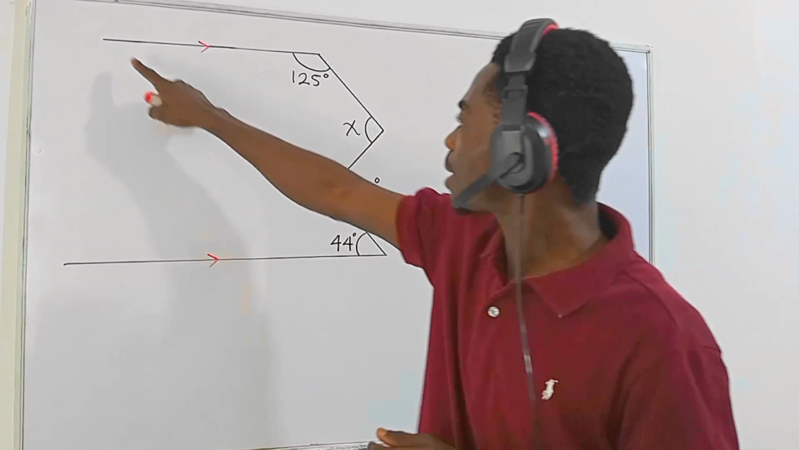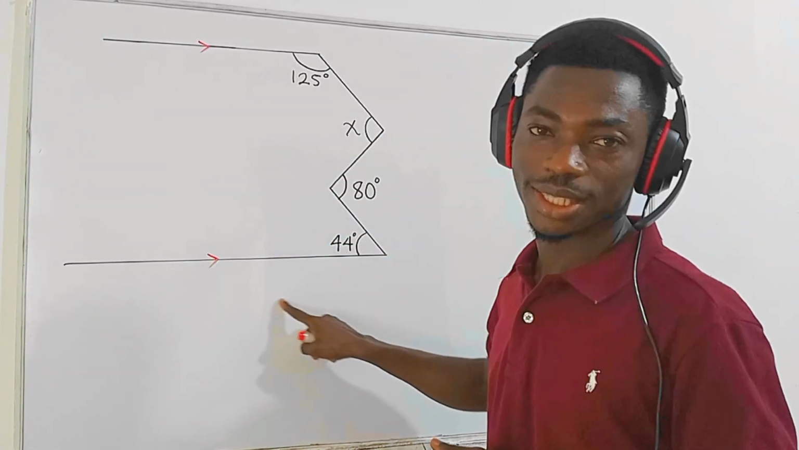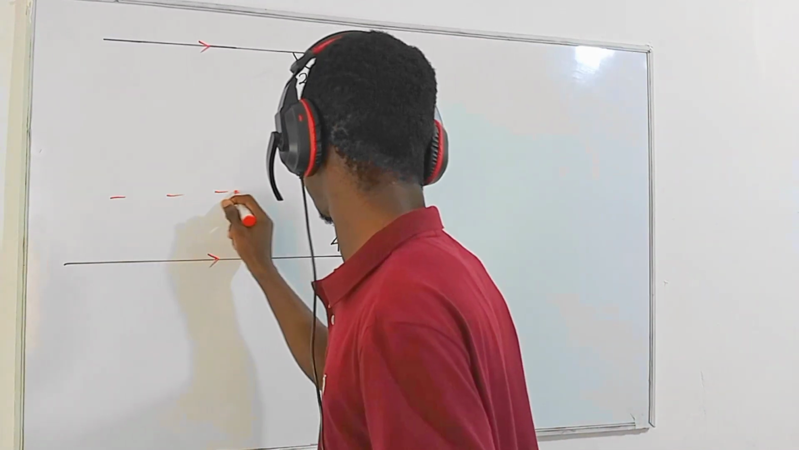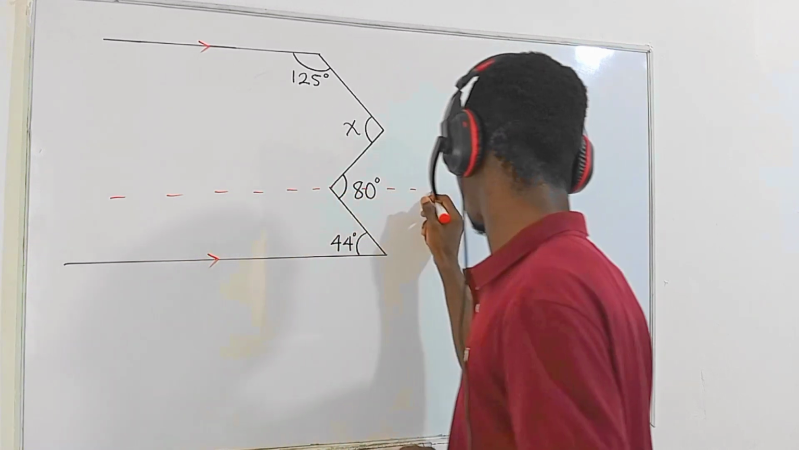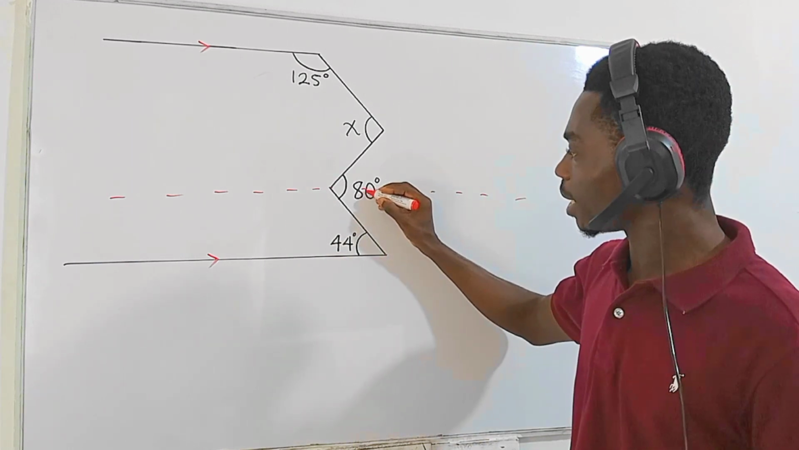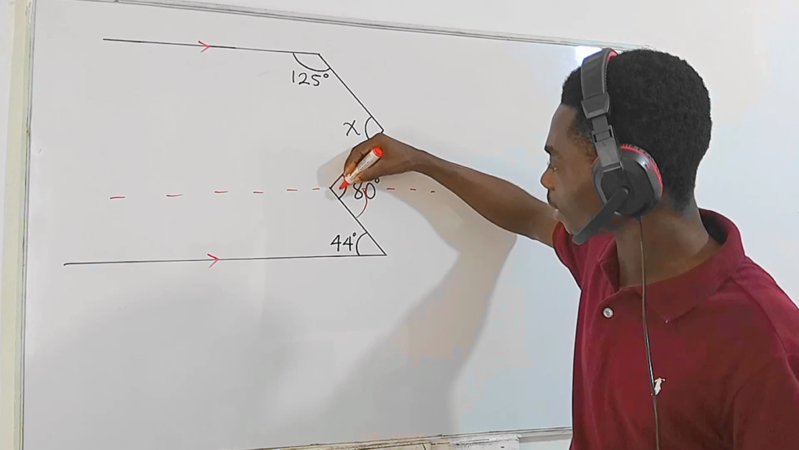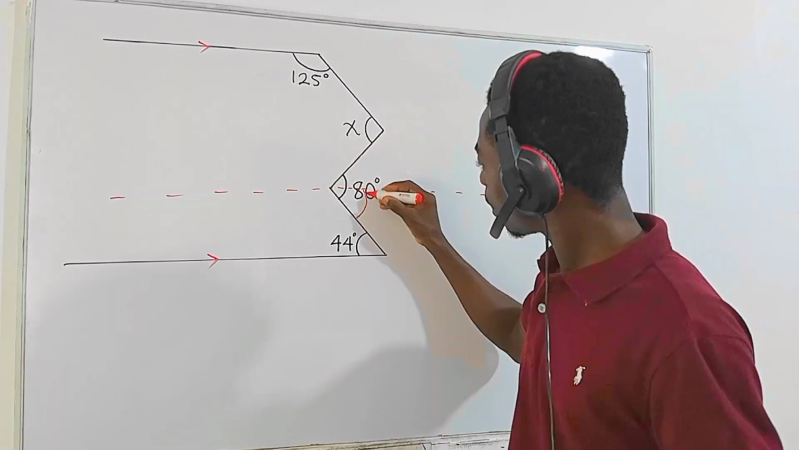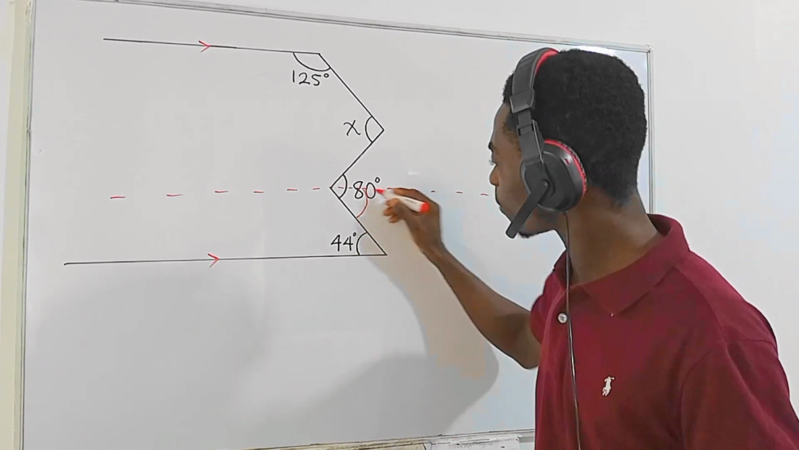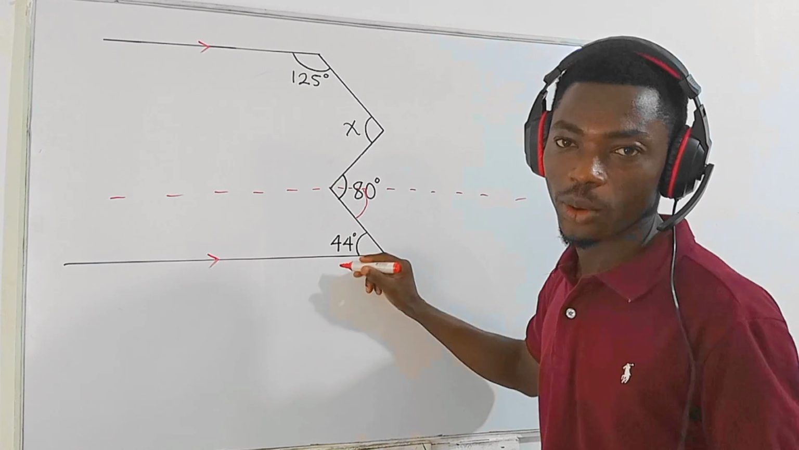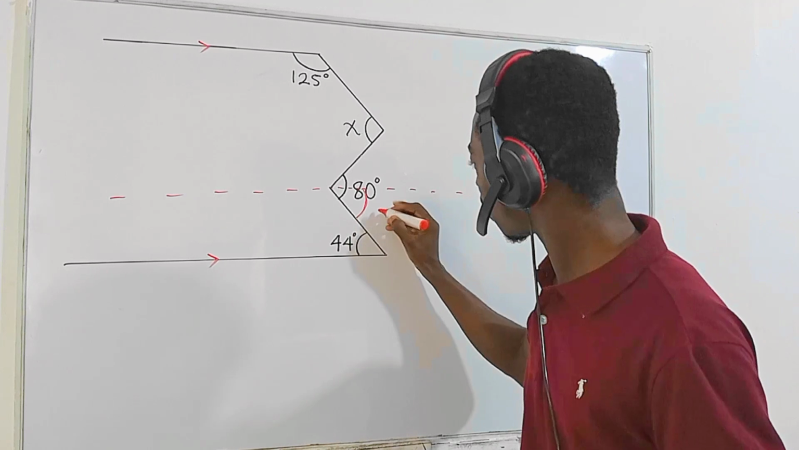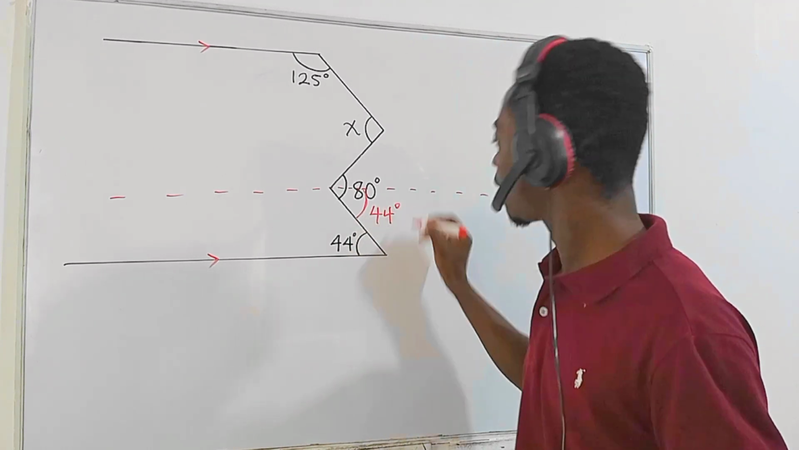Check this. This line right here is parallel to this line right here, meaning that if we draw another parallel line to cut across this angle here, we have this angle alternating with the new angle here. In fact, this is a straight parallel line. Now, this angle right here is alternating with this angle right here because we have a zigzag shape. And remember, alternating angles are equal. So meaning that the whole of this angle here is equal to 44 degrees.